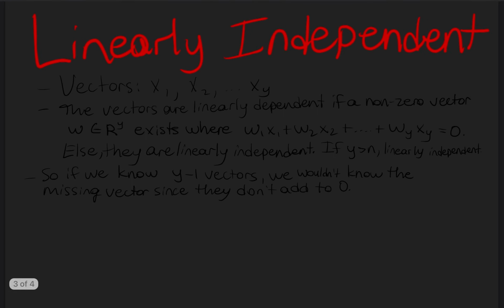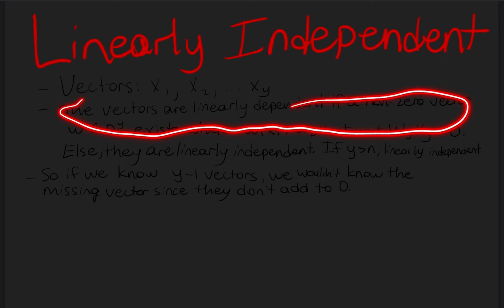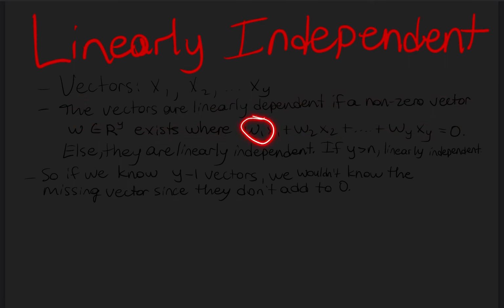Okay, let's get into linear independence now. We have the vectors, and we know the vectors are linearly dependent if w1 times x1 plus w2 times x2 plus so on is equal to 0. However, they are linearly independent if this does not equal 0. Also, if y is greater than n, with n being the number of dimensions of the vectors, then they are linearly dependent.